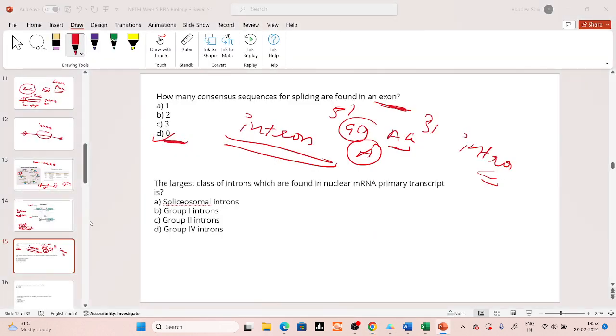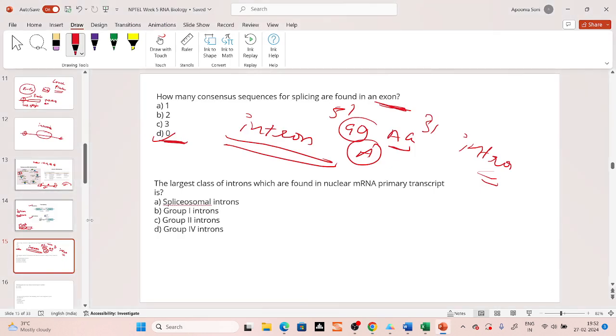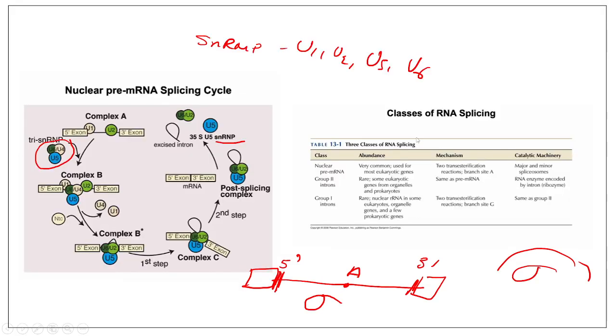Janara has said C, Kinnara has said C, and Kavita has said A. Okay, so the correct answer is A. Why? Here we're talking about nuclear mRNA. See, group 2 introns are very rare. Group 1 introns are very rare. We just now talked about that introns, nuclear pre-mRNA, which are very common and which are used for most eukaryotic genes which require the two transesterification reactions in branch site A.